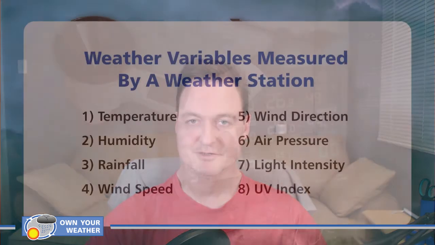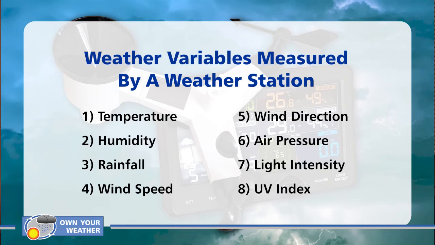Let's start with the first and probably the most familiar one to all of you, which is temperature. But temperature is just one of a number of variables that's being measured by both professional and home weather stations. They also measure humidity, rainfall, wind speed, wind direction, air pressure, light intensity, and UV index. And now that we know what the primary variables are that are being measured by your different weather stations, let's go and have a closer look at each one individually.